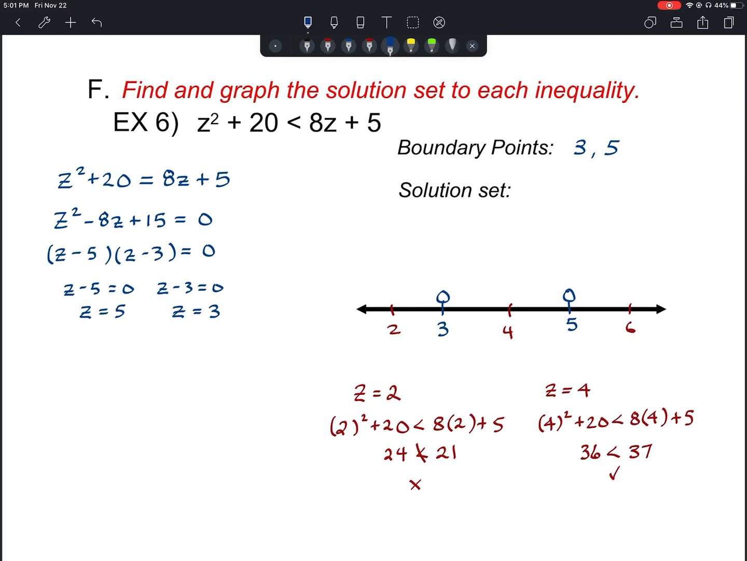So finally, we found ourselves a little conjunction here, right? Our answers are going to be everything between the boundary points, which means we can write that as a conjunction up here. We're going to say z is greater than 3 and z is less than 5. That is our solution set.